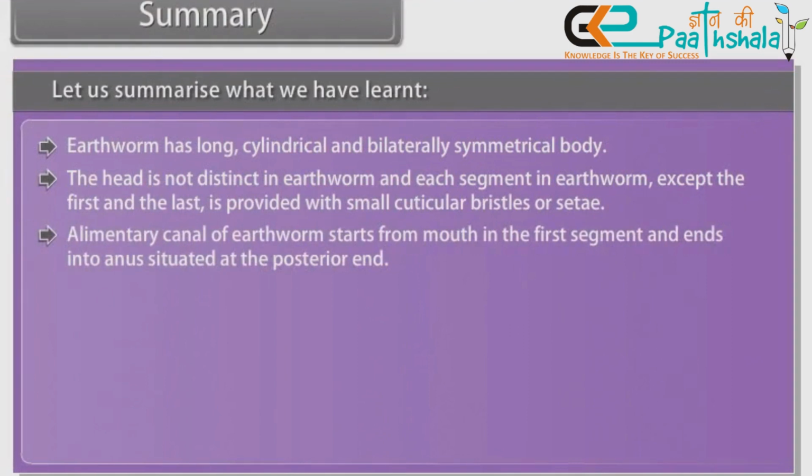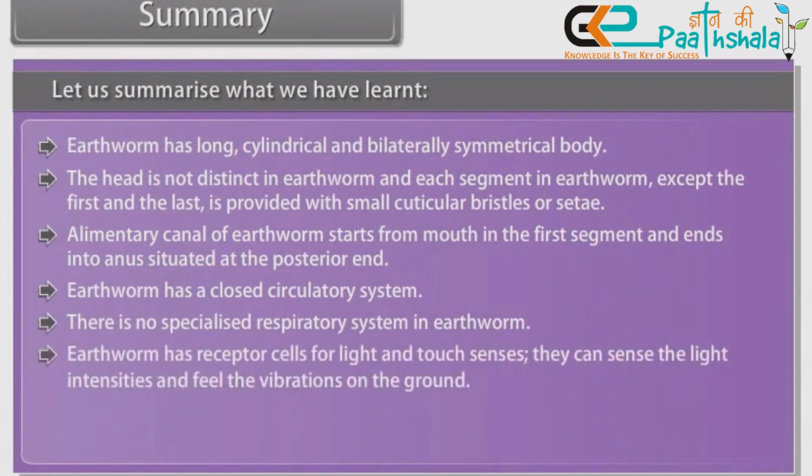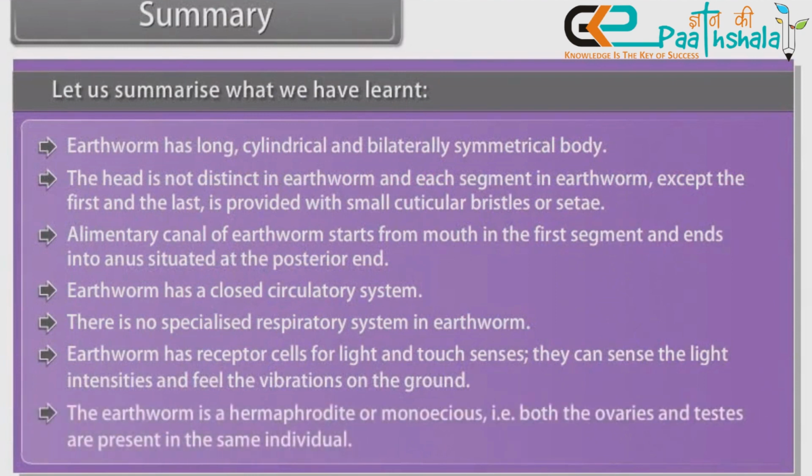The alimentary canal of the earthworm starts from the mouth in the first segment and ends in the anus situated at the posterior end. The earthworm has a closed circulatory system. There is no specialized respiratory system in the earthworm. The earthworm has receptor cells for light and touch senses. They can sense light intensities and feel the vibrations on the ground. The earthworm is a hermaphrodite or monoecious, that is, both the ovaries and testes are present in the same individual.